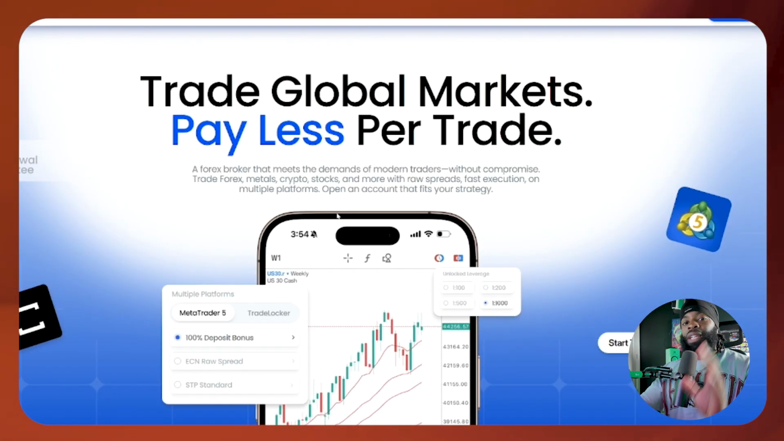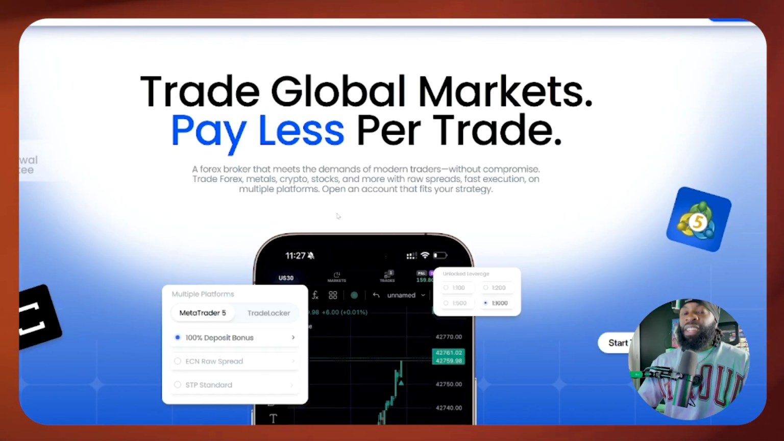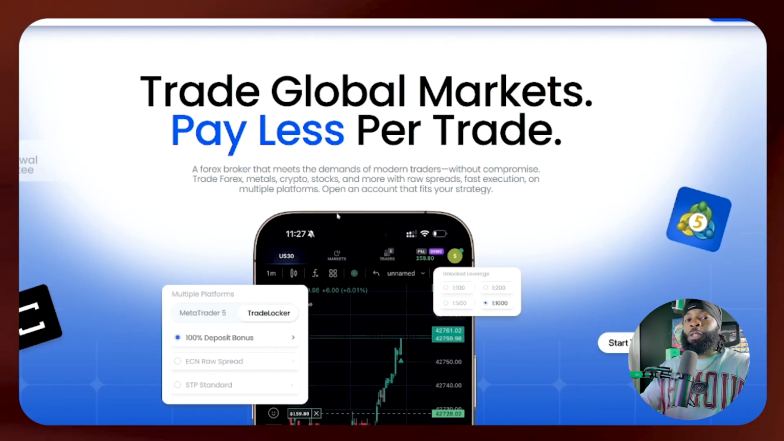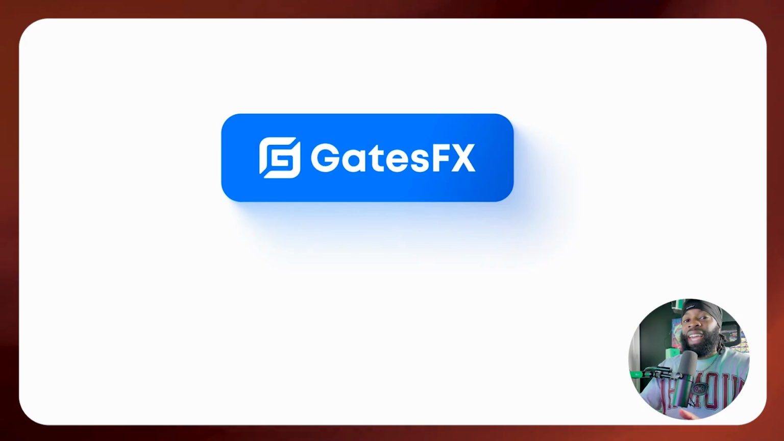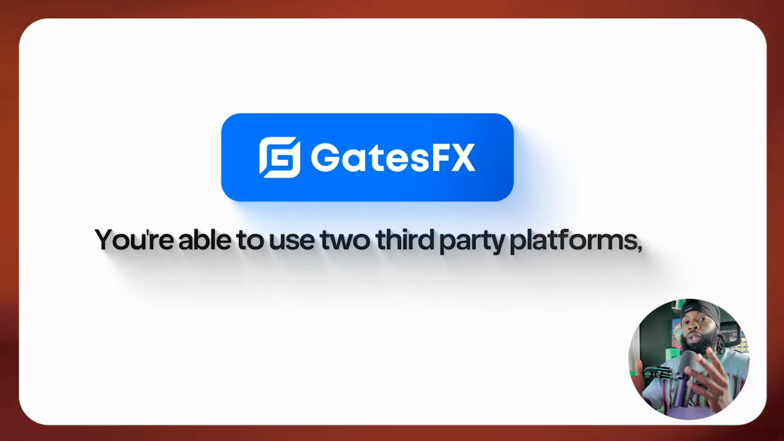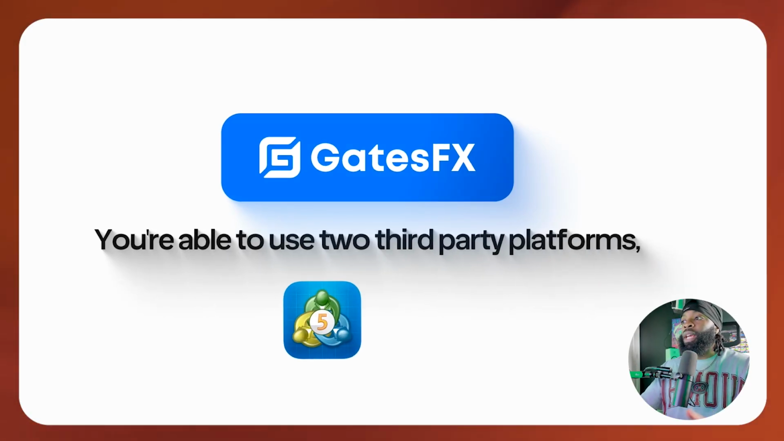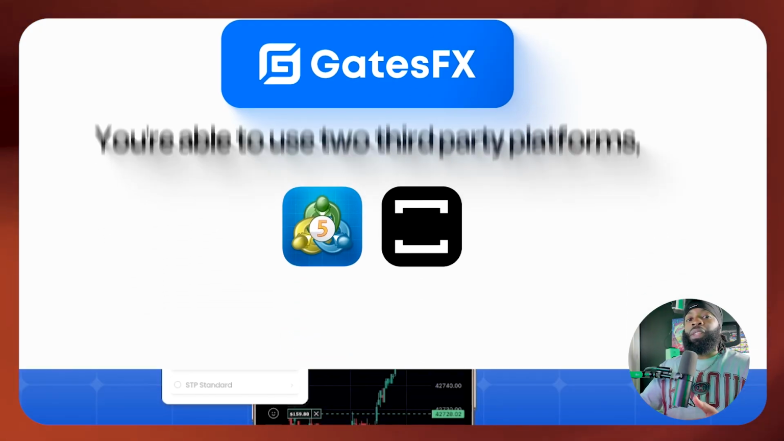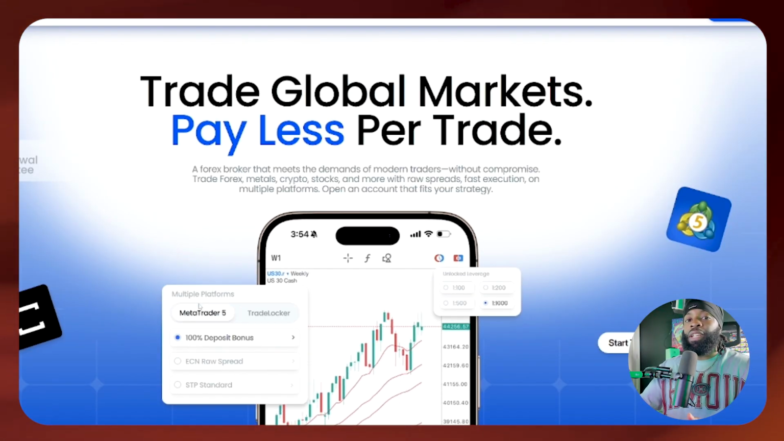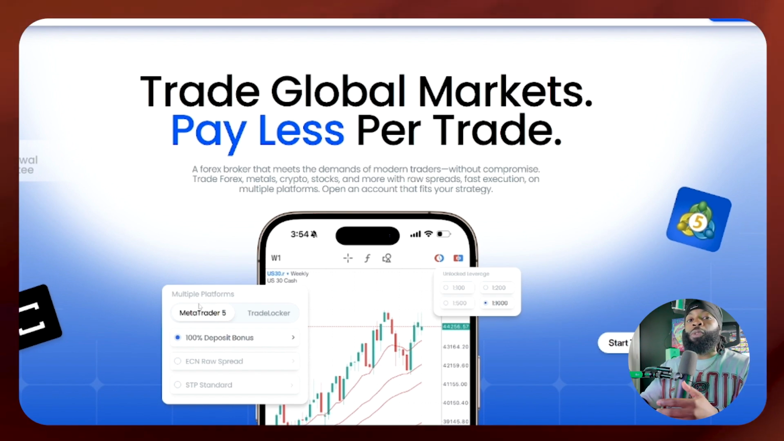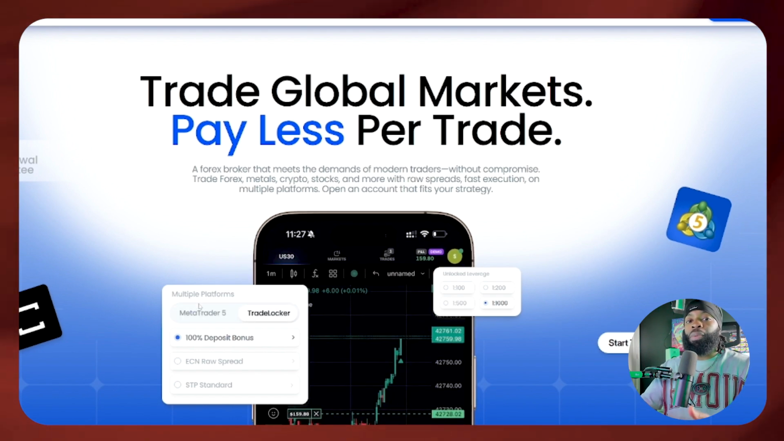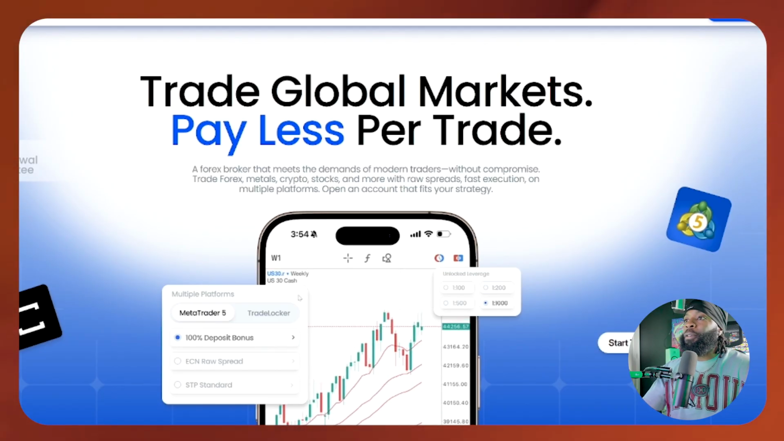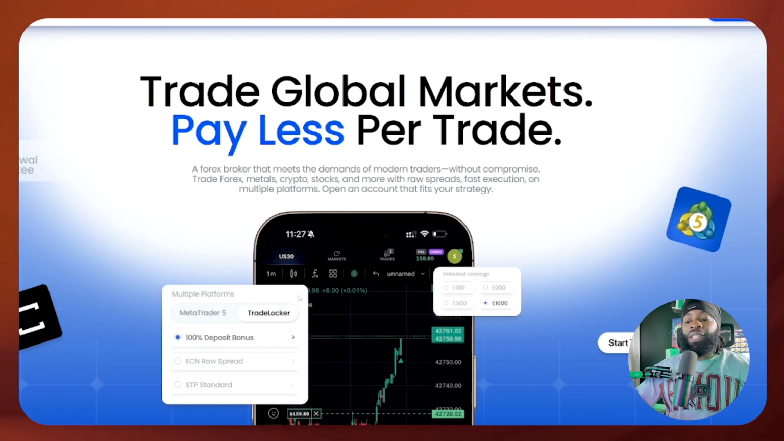So you might have heard of GatesFX. GatesFX has pretty much been established for a little while, but they're just now sparking up the industry. Now with GatesFX, you're able to use two third-party platforms, which is MT5 and also TradeLocker. These are going to be the most popular, as a lot of CFD traders or Forex traders are using either of these platforms to actually place trades. So when it comes to trading platforms, they do use third-party platforms. Now let's get into the actual platforms themselves.